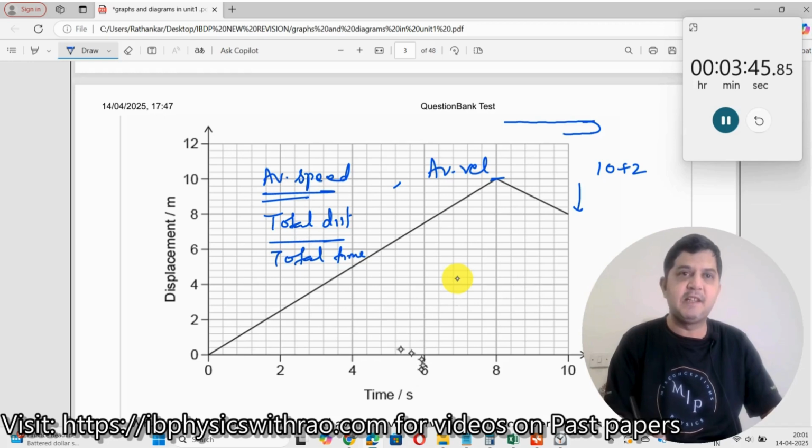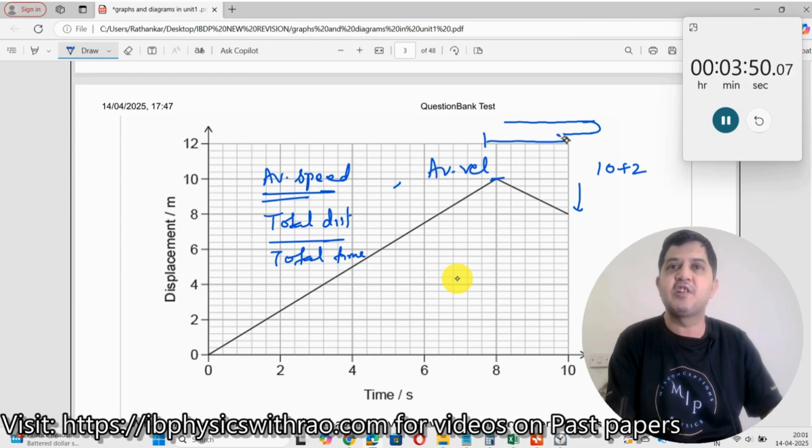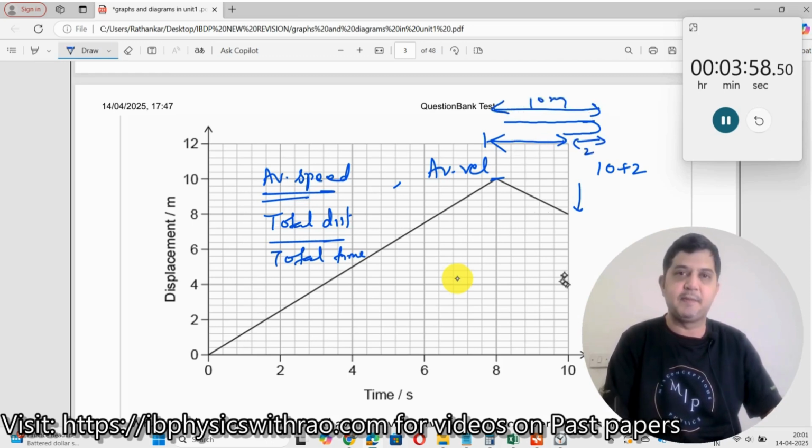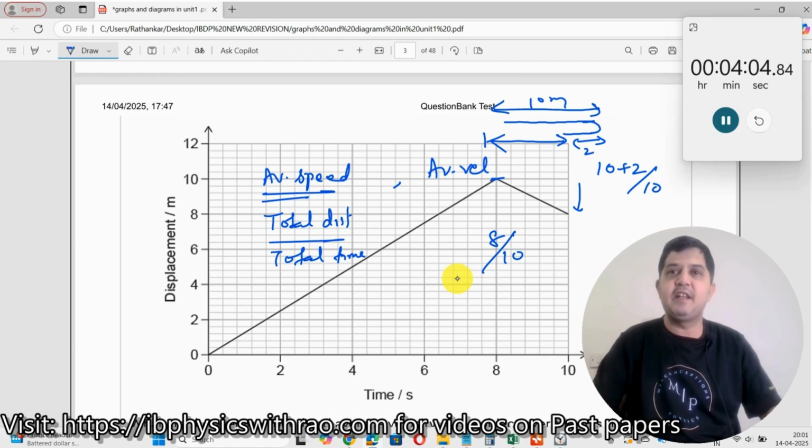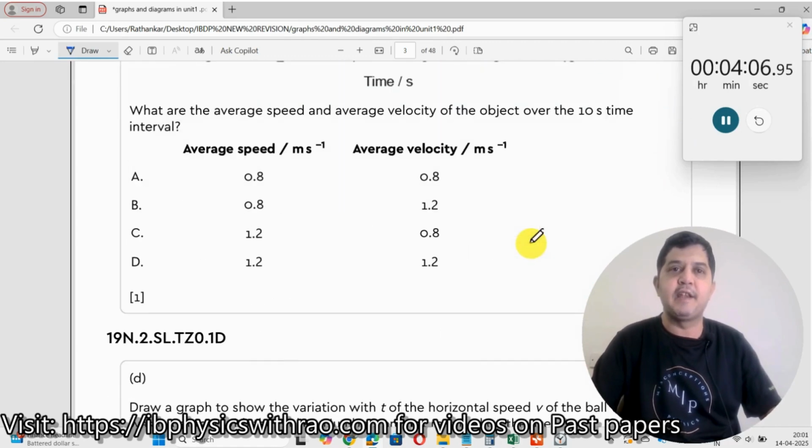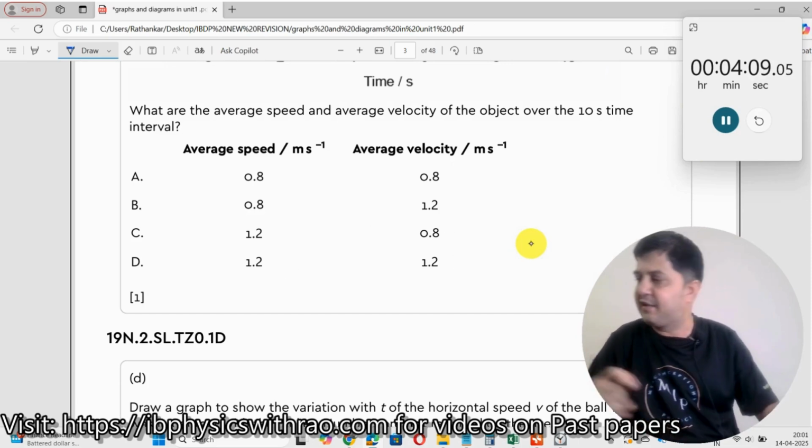What is total displacement? You start from here, go here and come back. This should be your total displacement. The whole distance is 10 meters over here. This is 2 meters downward over here. So 8 meters is your displacement. Therefore, average displacement would be 8 divided by whatever is the 10 over here. Calculate the value. This will be 1.2 and this should be 0.8. Now 1.2 and 0.8, which is the answer over here.